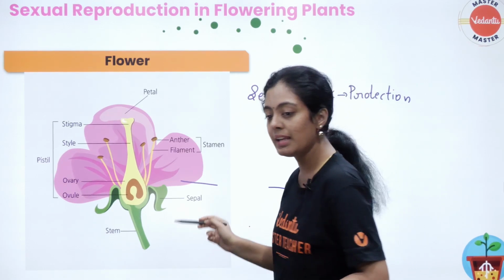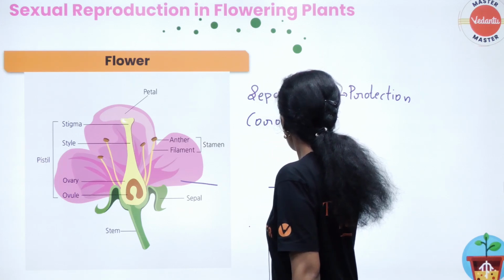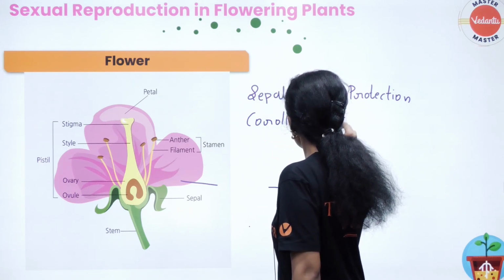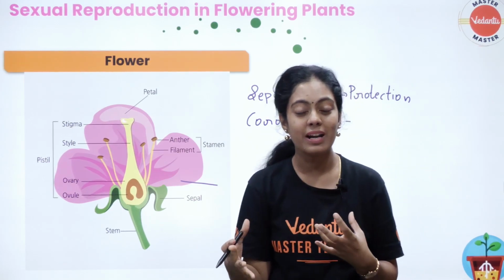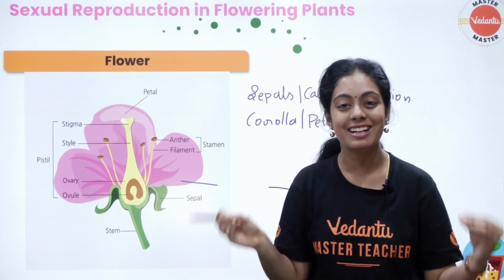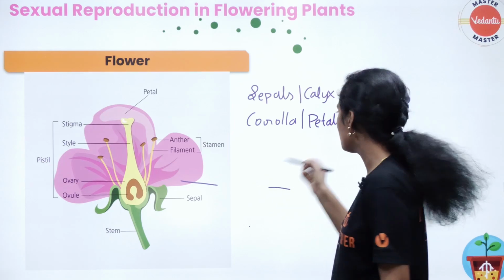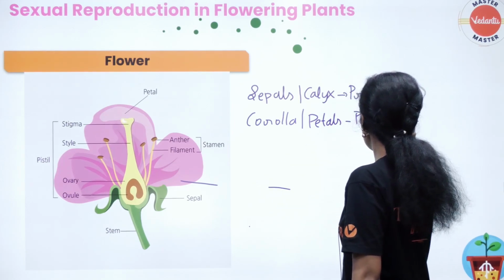What do we call the corolla? We call it petals. These petals are brightly colored, correct? Why are they brightly colored? They are of different shapes, correct? They are going to attract insects for pollination. So they are going to aid in pollination.